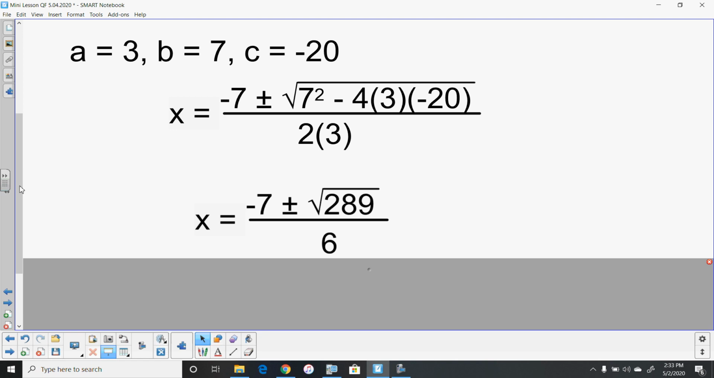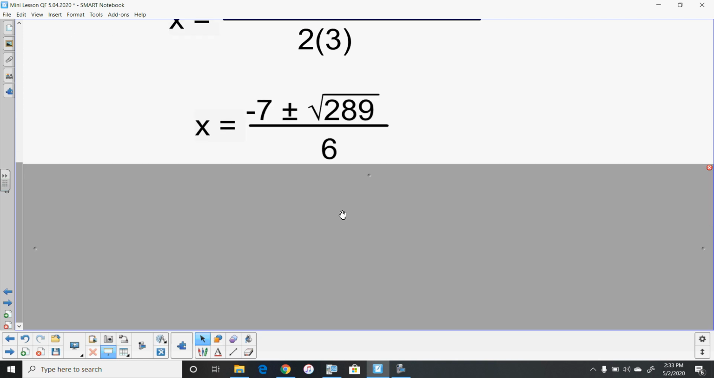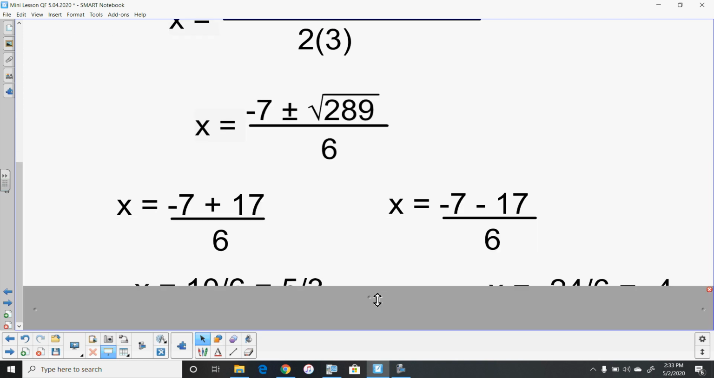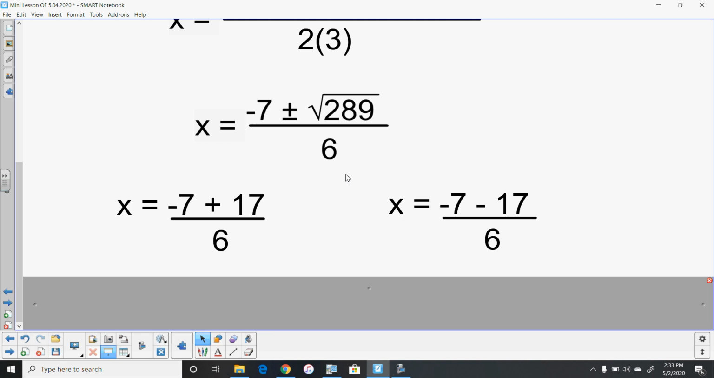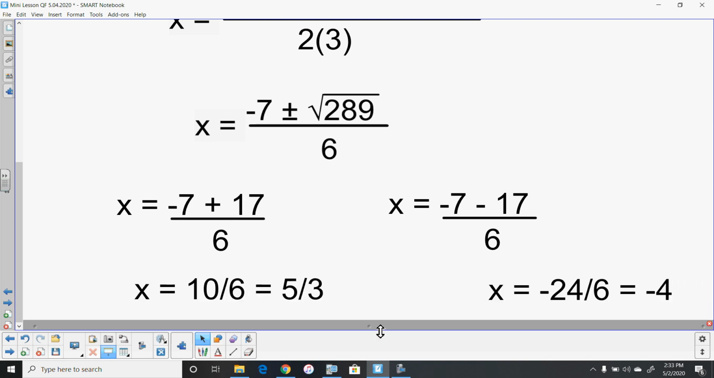And because 289 is a perfect square, it's 17, we can set up two equations. The plus or minus means we actually have to do the problem twice from here. We have to do negative 7 plus 17. We have to do negative 7 minus 17. In solving those, I add 17, I get 10 over 6, which simplifies to 5 over 3. This one will give us negative 24 over 6, which is the same thing as just negative 4.